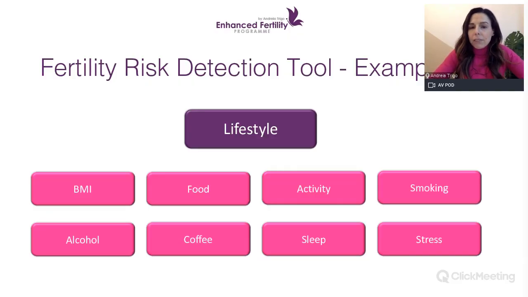And then we're going to look at lifestyle, which I know many times lots of clinics don't look at, but the BMI is an important one. So we're going to look at your BMI and how that might be affecting fertility. We're going to look at food intake, whether you're eating healthy most of the time or less often. We're going to look at your activity levels, whether you smoke or not. We're going to look at alcohol intake, coffee intake. We're going to look at your sleep patterns.